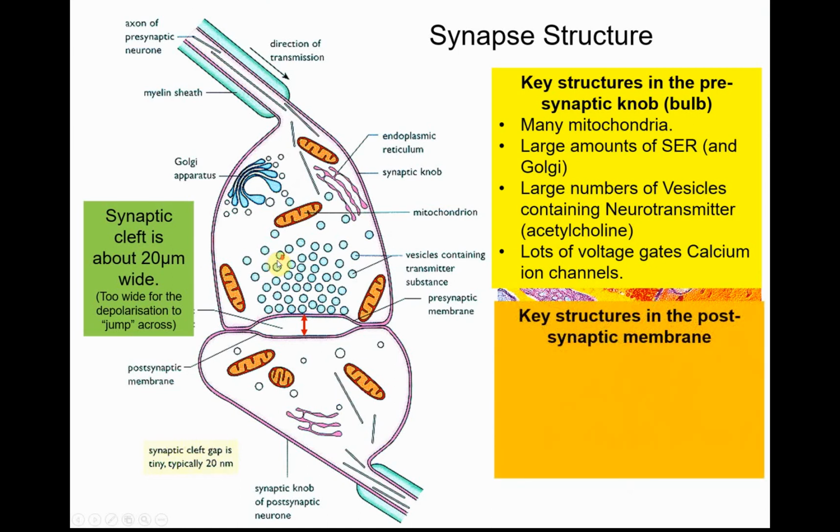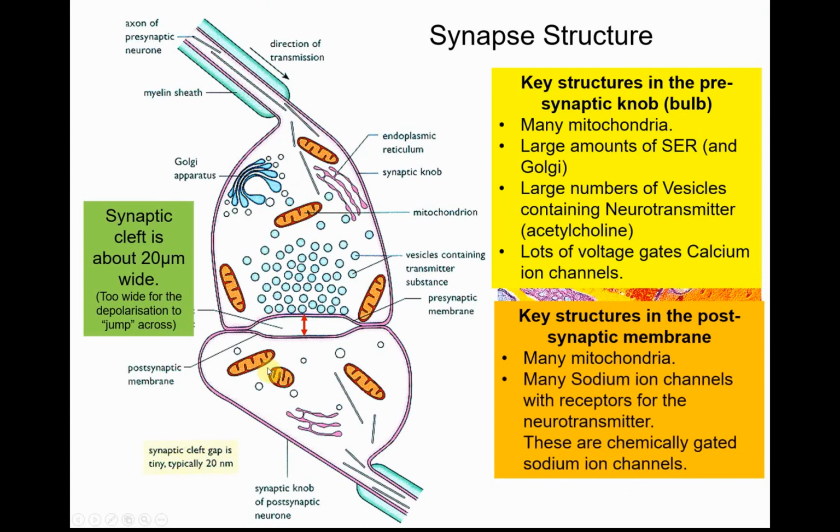In the postsynaptic membrane, we've got lots of mitochondria again, metabolically active. We've got to generate resting potential within the cell, okay. And also there are many sodium ion gated channels, and these are different from the sodium voltage gated channels we have along the rest of the axon. Okay, dendrites, this would be a dendrite here if it's a motor neuron maybe. All right, dendrites, little branches. Okay, and there'll be lots of these sodium gated channels, and they have receptors for the neurotransmitter.